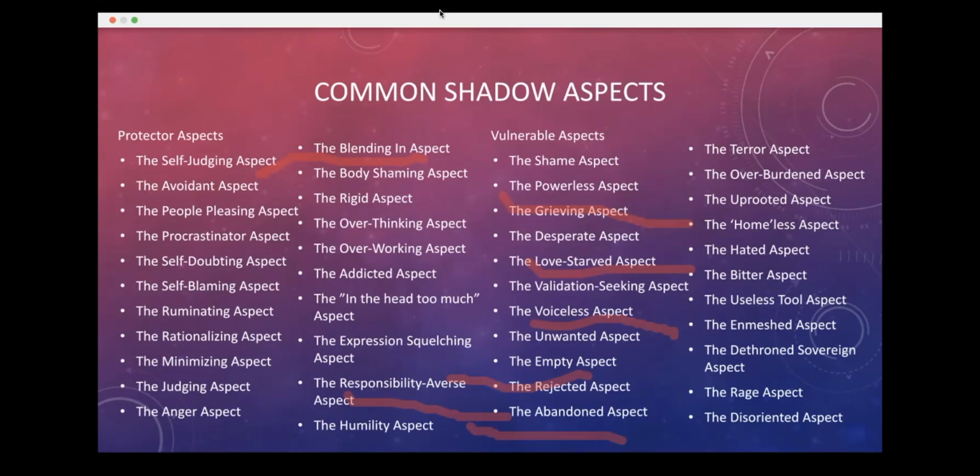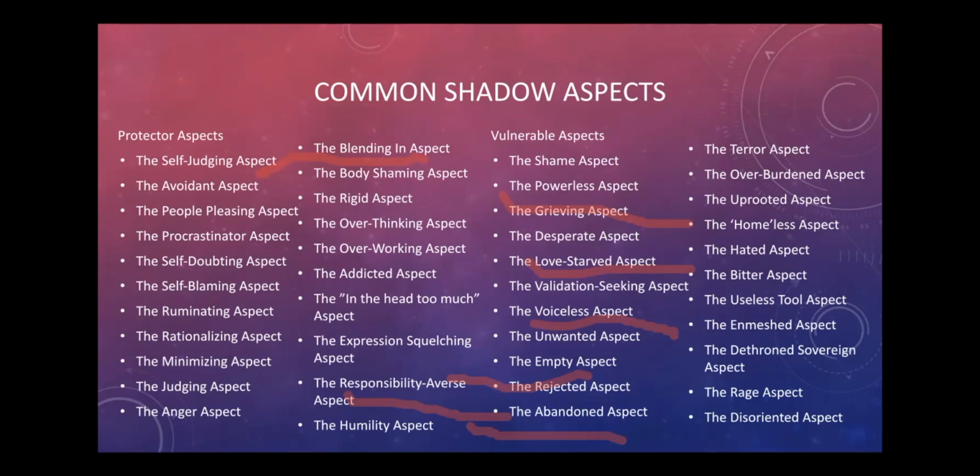Gotcha, so the hated aspect, I see. Gotcha. Procrastinator, self-doubting, shame, rationalizing, self-judging, shame aspect. I have a question. What's the difference between the vulnerable and protected aspects? So the vulnerable ones are the ones that are really dealing with the traumas and unmet needs and shame. And the protector aspects are trying to protect the rest of the personality from that.